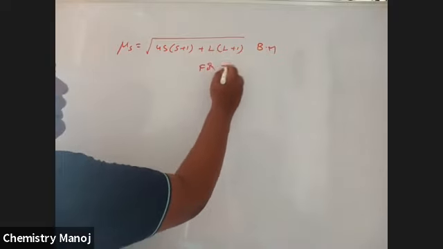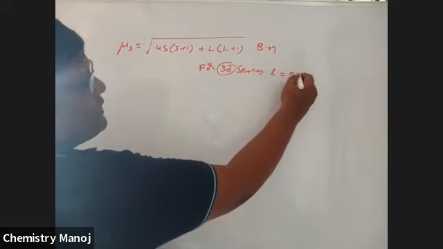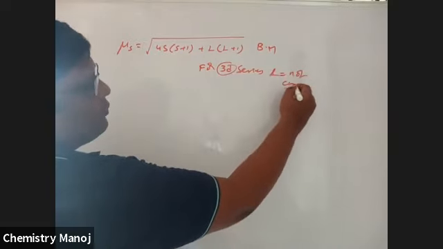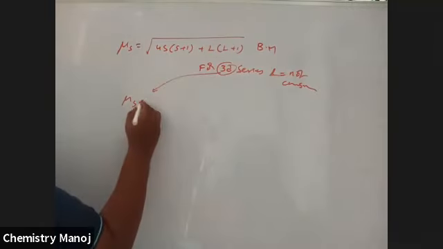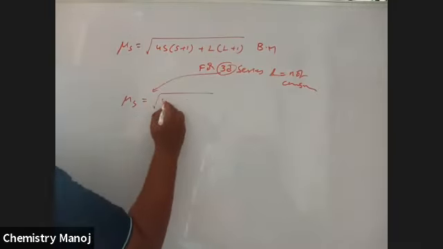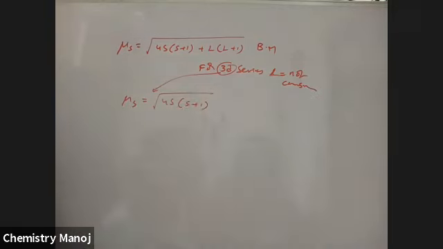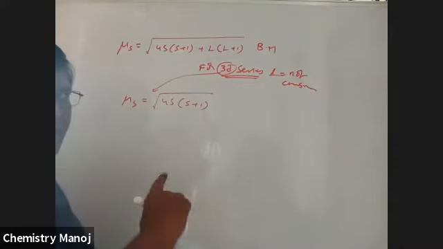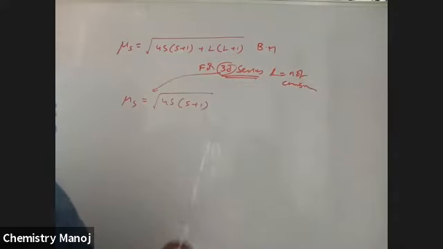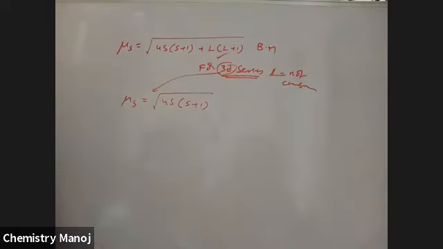For 3D series, L is not considered. Therefore, for 3D series, mu s is equal to under root 4s into s plus 1. Only for 3D series, that is D block elements, the first transition series. For 4D, 5D, L values are considered, but for 3D series, L values are not considered.